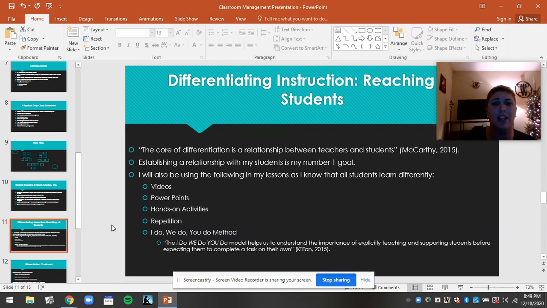So differentiation instruction, the core of differentiation is the relationship between teachers and students, and that's McCarthy in 2015. Differentiation is, of course, reaching those students of varying learning levels. We know you've got kinesthetic or hands-on learners, auditory, which is the listening, visual, which they need to see something. So everyone learns differently. My number one goal is to establish a relationship with my students to make sure that they know that I believe in them, I want to be there for them, and I want them to trust me to know that I will push them, I will help them, I will do whatever they need.